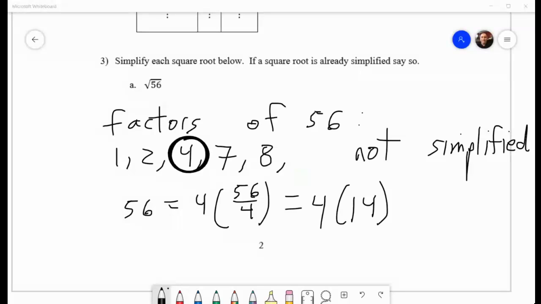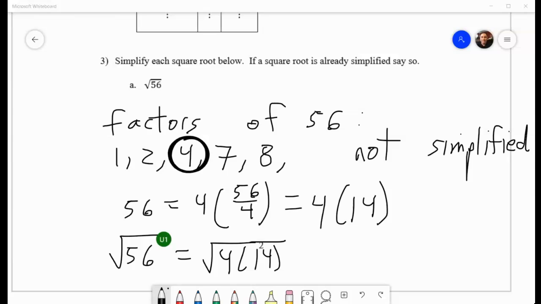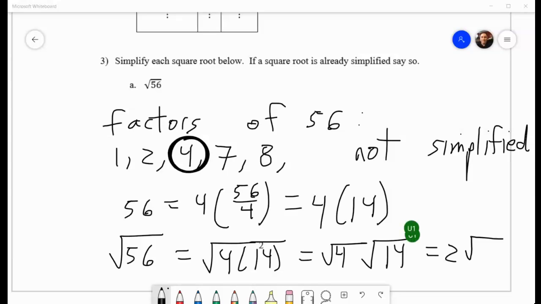So anyway, we got 4 times, I think that turns out to be 14. So yeah, that's right. Okay, so that's good. So what does that tell us? That tells us the square root of 56 is the square root of 4 times 14. Okay, and that's the square root of 4 times the square root of 14. And that's going to be 2 times the square root of 14.